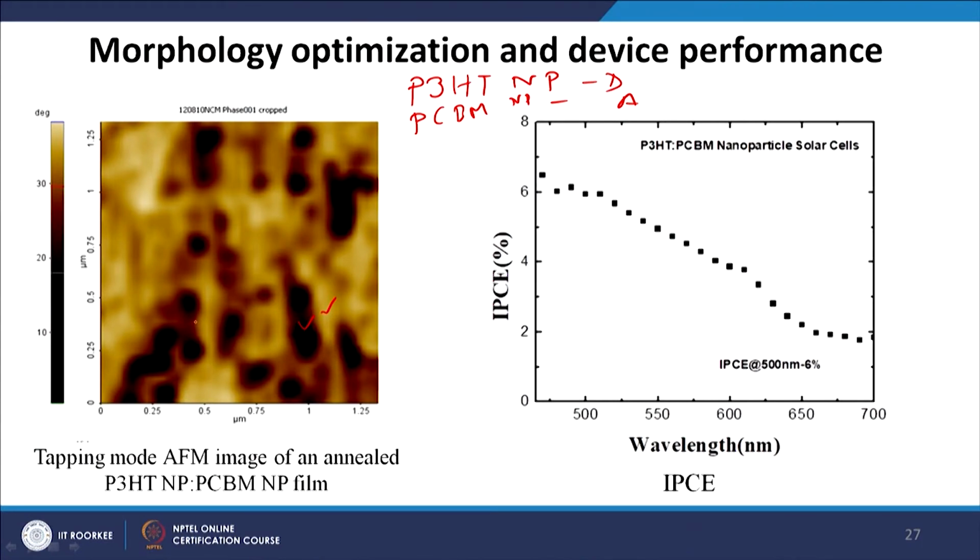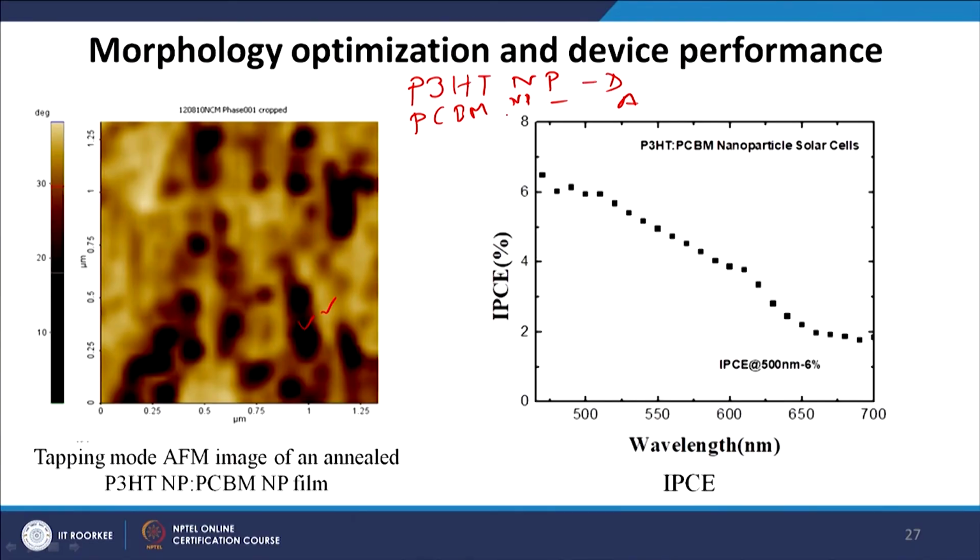Okay. So the tapping mode AFM image of an unannealed P3HT PCBM nanoparticle film also shows the same kind of topography as a bulk system. That means this kind of system provides a phase separated bicontinuous percolated network, which means it can be used for making devices. Let us proceed to make some devices, and that is what we have done.